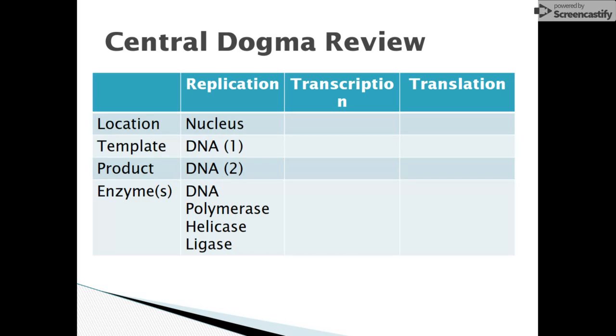Okay. Transcription, where does it happen? In the nucleus, right? Because we're copying from DNA, and DNA always stays in the nucleus. What are we producing? Messenger RNA. What enzymes are involved? We've got RNA polymerase.